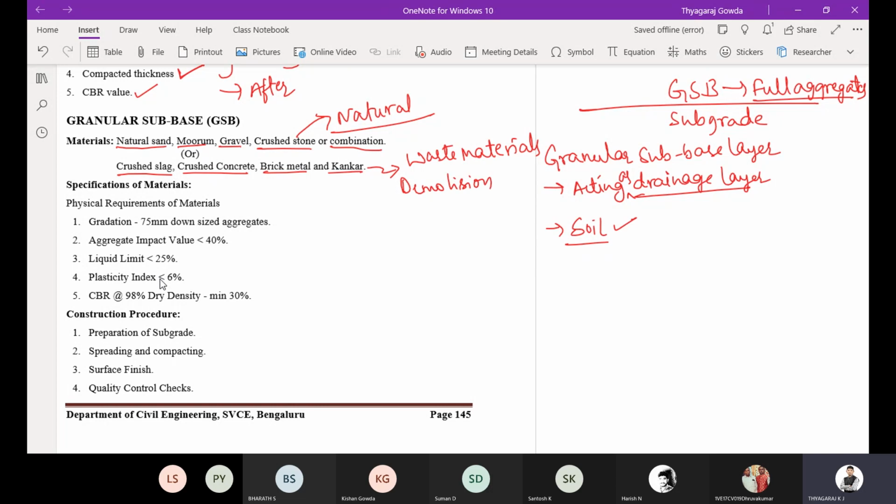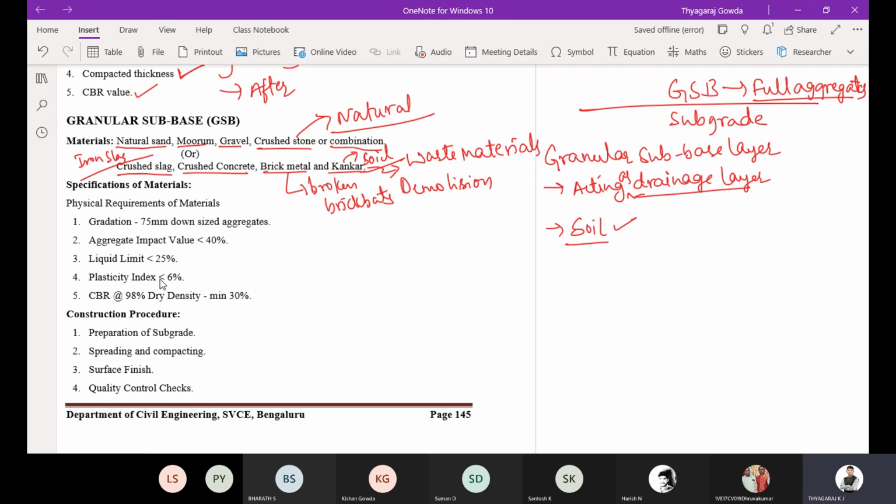Demolition waste. So crushed concrete, the concrete which is obtained from the demolition waste, can be utilized for the construction of GSB. Then brick metal, that is broken brick bats, which can be used for the construction of the GSB layer. And concrete, it is also a soil. Crushed concrete and crushed slag. So we can call it as an iron slag.